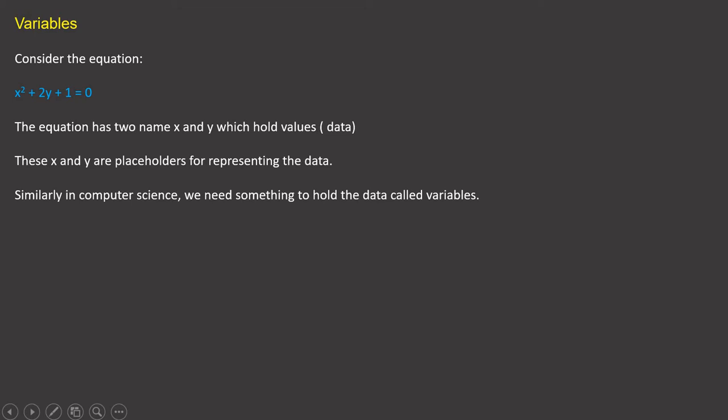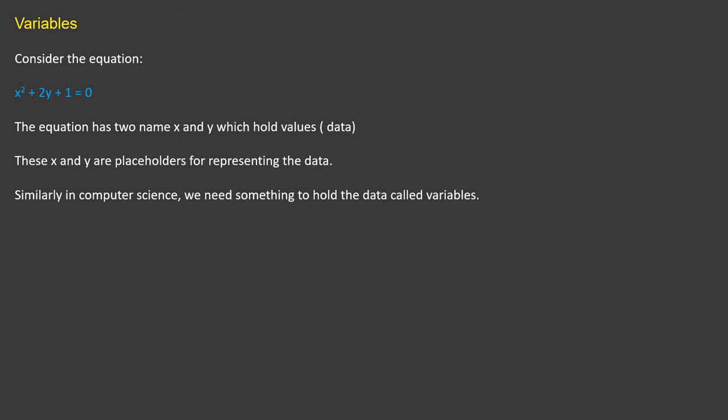You can say these are just letters, but if you remember that these are going to hold some values, and if we change the values of x and y, then the data will be different, right? So x and y are the placeholders which are going to hold some values, and these values can be anything. It completely depends on you what values you provide to the placeholders, right? So x and y are the placeholders which are going to represent some data. In a similar manner, in computer science we need something to hold the data, which is called variables.